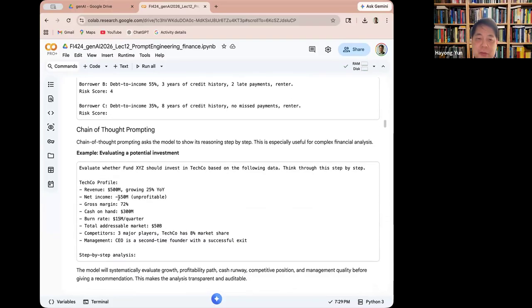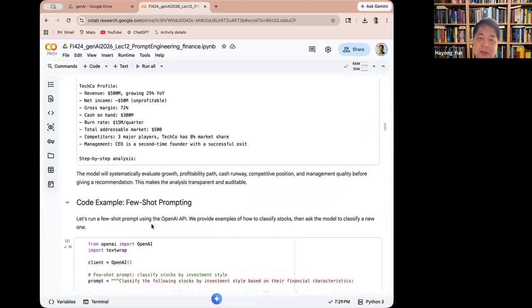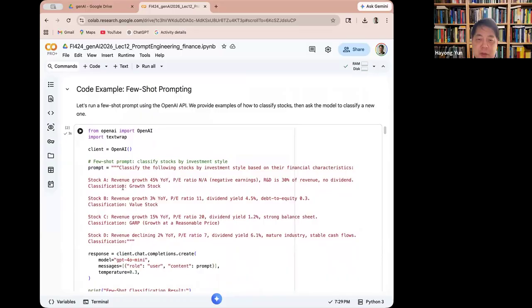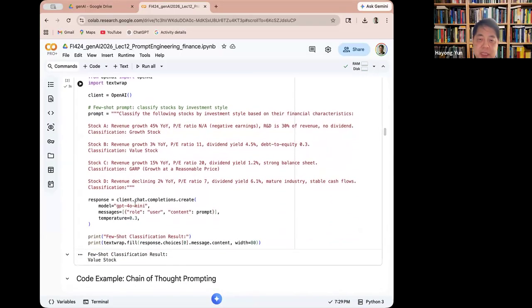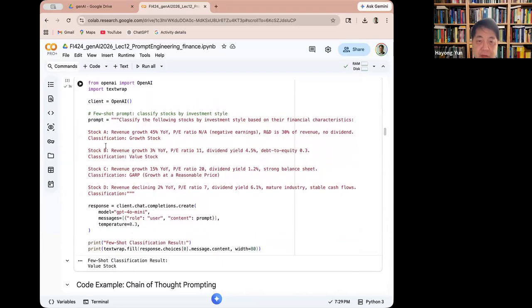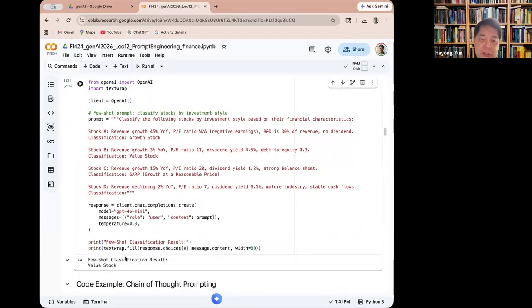Here's the profile, with gross margin and many other things, and then the step-by-step analysis would give you the answer. So let's see few-shot prompting here. We ask it to classify the stocks by investment style, and then we ask for the response. According to this, it is a value stock.